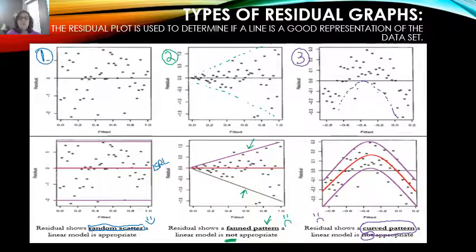So again, just to recap, number 1: a linear model is appropriate because it shows random scatter. Number 2: a linear model is not appropriate because it shows a fanned pattern. And the last one: a linear model is not appropriate, again, because it shows a curved pattern. So those are the 3 main graphs that you're going to see.